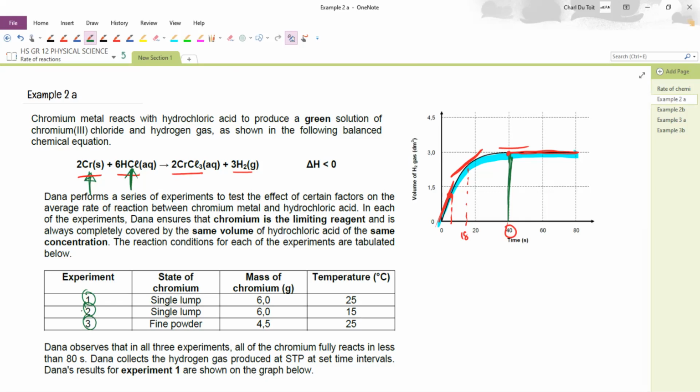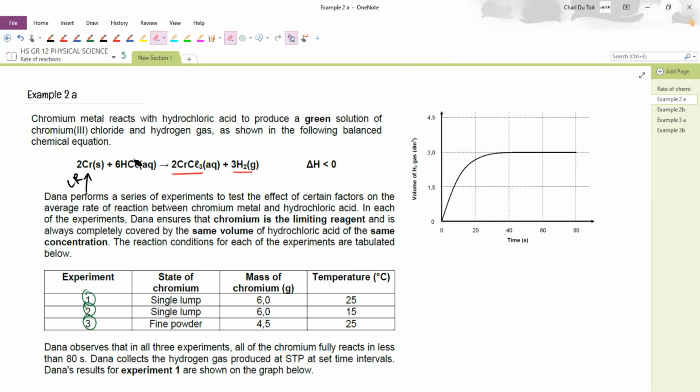Dana ensures that chromium is the limiting reagent. What does that mean? Chromium is the one that's going to be finished first. Limiting reagent means the one that stops the reaction. So we know that basically the amount of chromium you put in is used up first. There's an excess of hydrochloric acid.